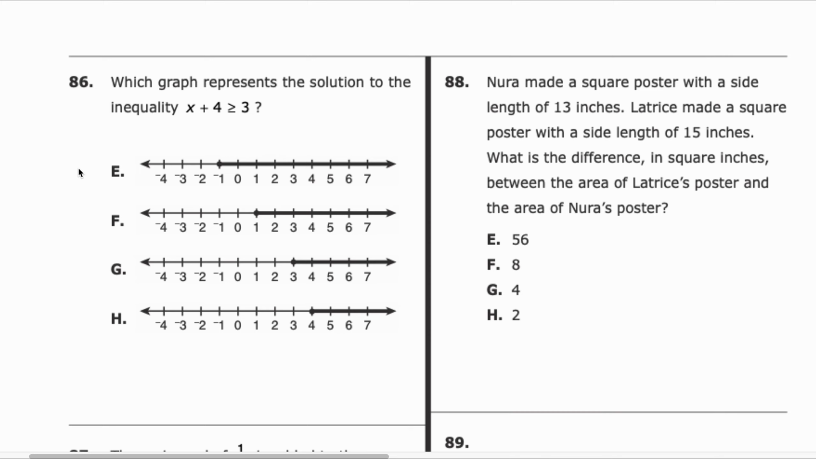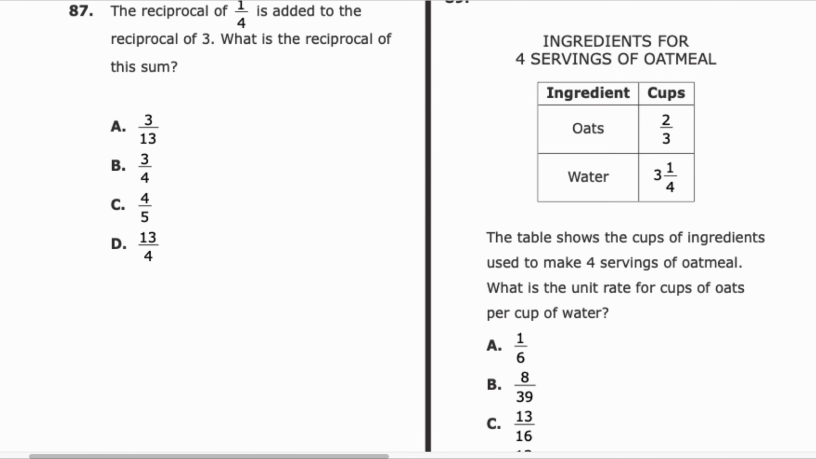All right. Okay, so which graph represents the solution to this inequality? Let's actually solve this inequality for x. We do that by subtracting 4 from both sides. So we get x is greater than or equal to -1. So x must take a value greater than or equal to -1. So E looks correct, and that's the answer.